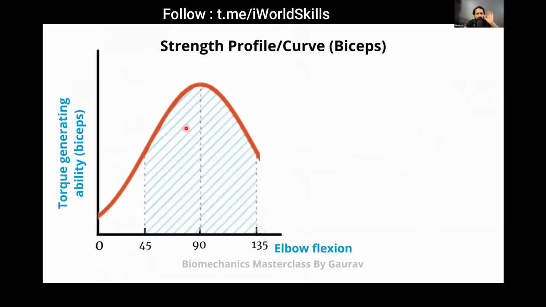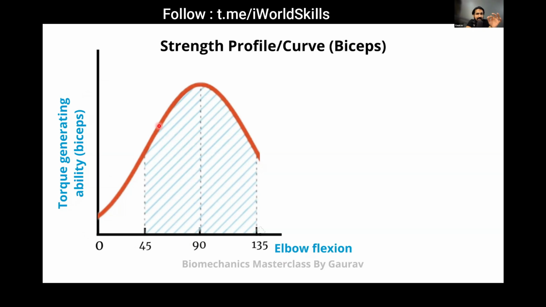Now look at this graph very carefully. This y-axis represents the torque generating ability of the bicep muscle. This x-axis represents the angle of elbow flexion. At 0 degrees of elbow flexion, the torque generating ability of the bicep muscle is the lowest. Why? Because the length of the internal moment arm is the shortest in the starting position. Now, as you start flexing your elbow, the torque generating ability of the bicep muscle keeps on increasing, as you can see in this graph.